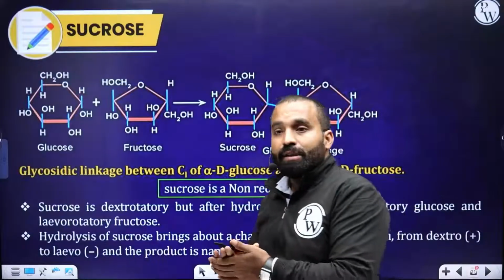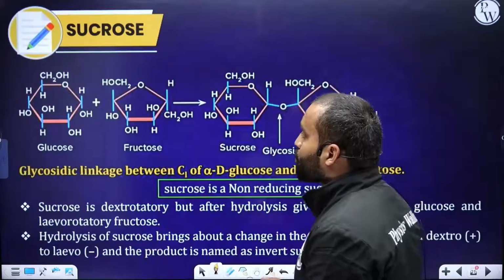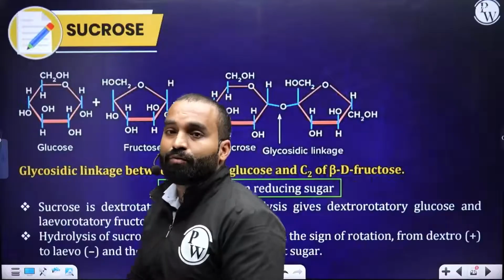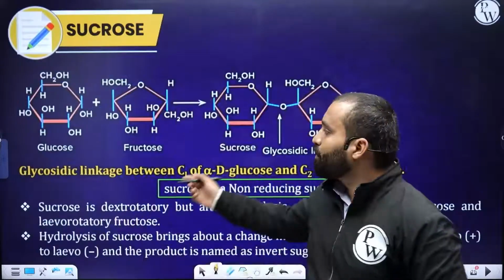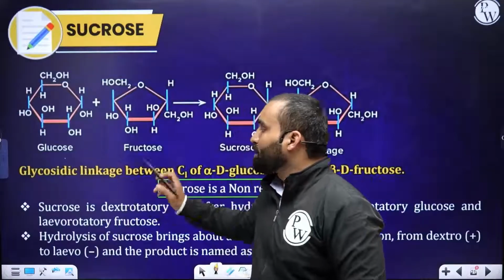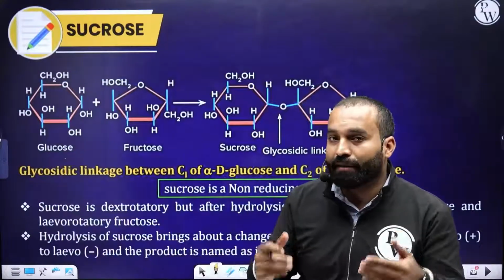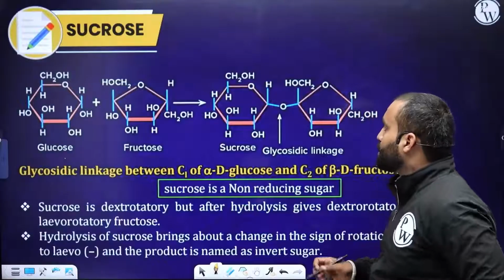Sucrose is a disaccharide, right? Sucrose is a disaccharide. This is one of the starting materials to obtain glucose. So sucrose is made up of 2 materials. One is glucose, another is fructose. But how are they linked? That is what is of importance.